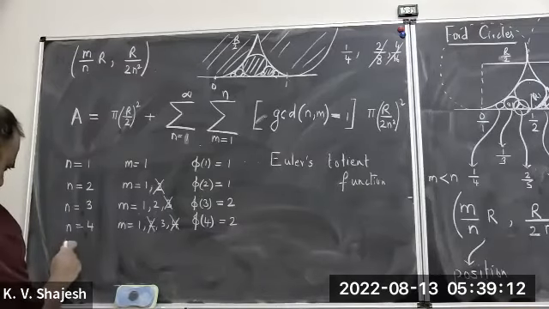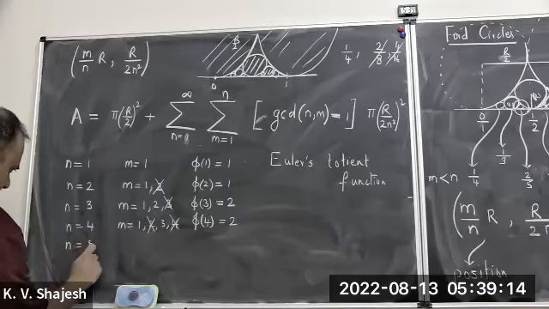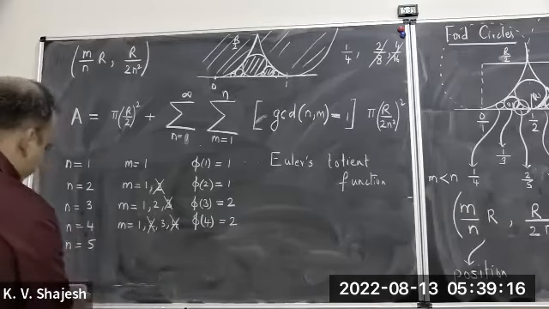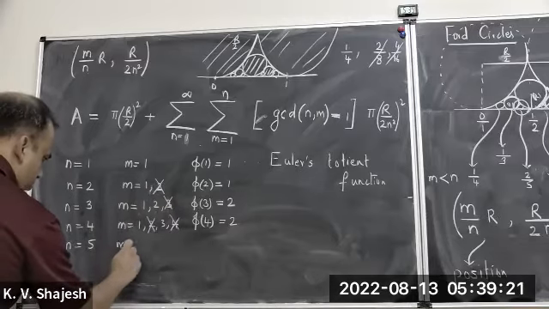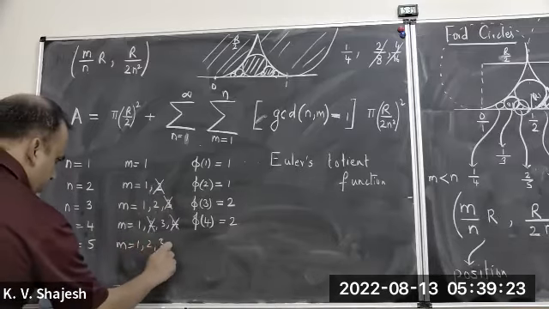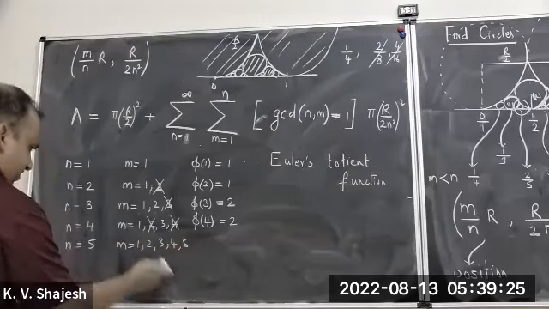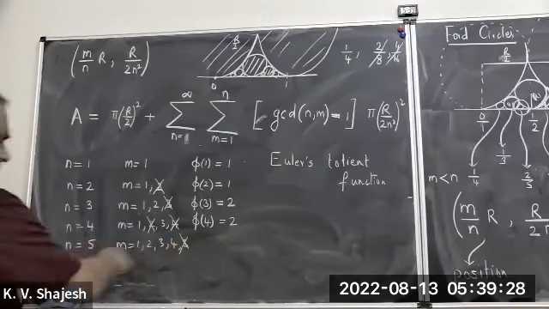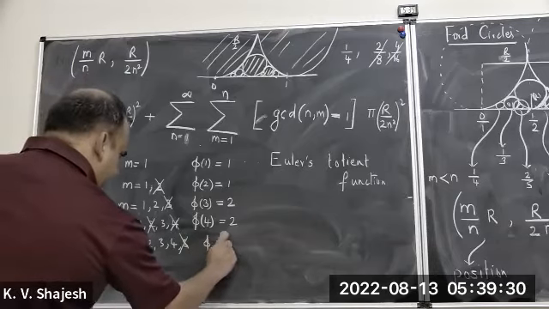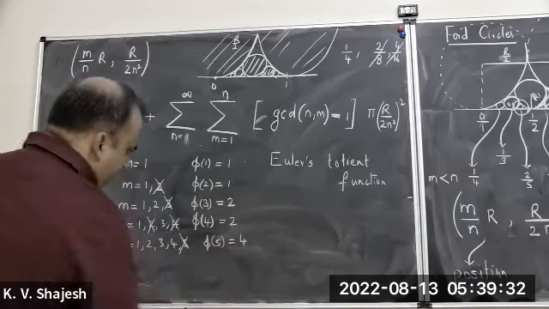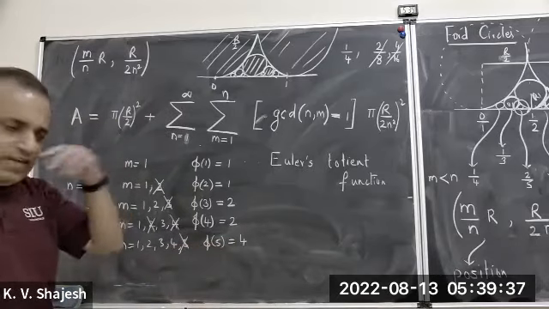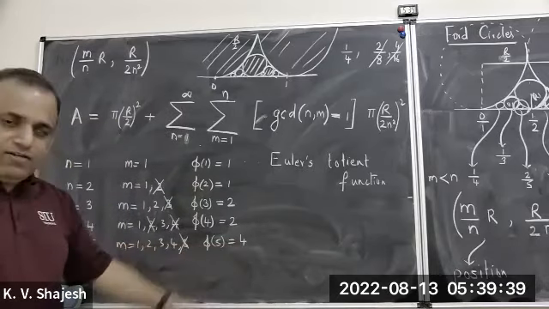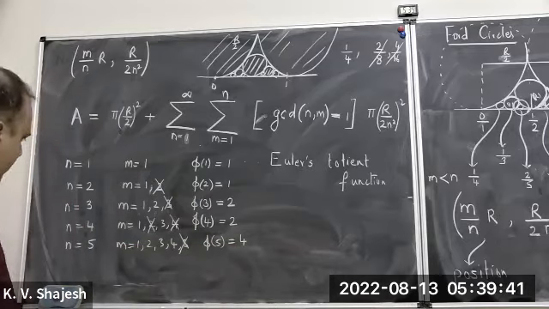Let me take, let's say, n equal to 5. It's a good thing because it's a prime number, right? Since it's a prime number, it won't have a common divisor with any of the numbers. So this will be m equal to 1, 2, 3, 4, except 5 itself. So phi of 5 is actually 4. In fact, for any prime number, phi of 11, for example, will be 10. Phi of 59 will be 58, right? And so on.